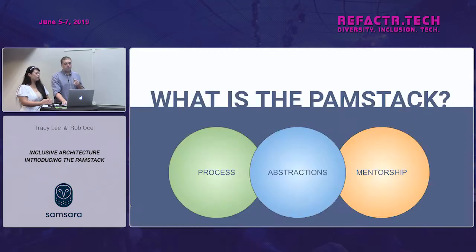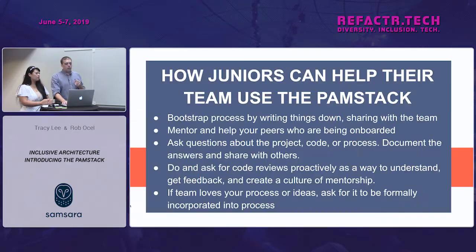So that's the PAMSTACK. We hope you found it interesting. We did have some things that juniors can help to do, but we'll sum it up just by saying, any of the things that you saw us do, if your teams aren't doing them now, just offer to write things down. And once you've written it down, share it with the team. They're going to appreciate that you did it, and they're going to, hopefully, make that official.